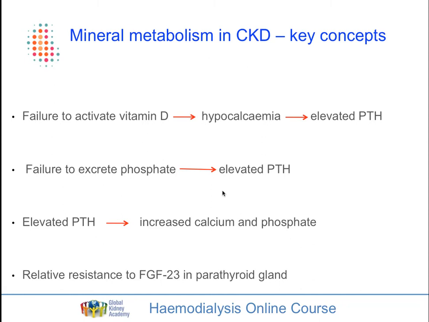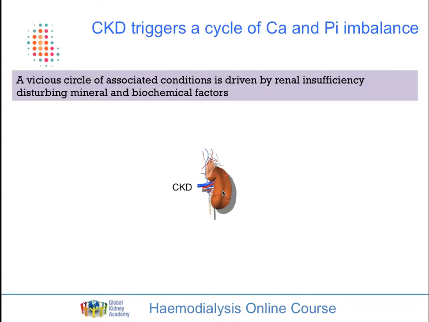So in chronic kidney disease, of course, you're failing to activate vitamin D, so you become hypocalcemic, and that leads to elevated PTH. You're failing to excrete phosphate because your kidney is not able to get rid of the phosphate. That leads to elevations in PTH. And the elevated PTH will increase phosphate reabsorption from the gut, and you can't get rid of it in the kidney, so that will lead to increased phosphate. And the elevated PTH will increase bone mobilization of calcium, leading to increased serum calcium. And there's relative resistance in the parathyroid gland to FGF-23.